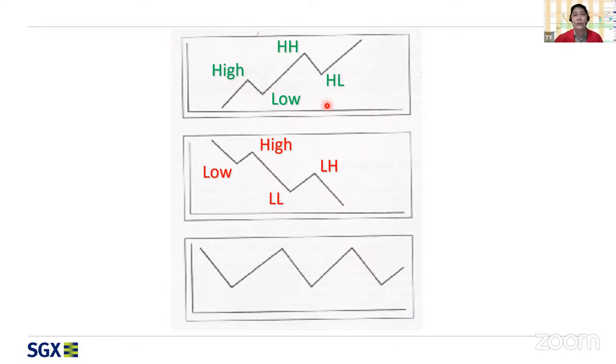So the market can either do higher high, higher low to suggest the trend is up, or lower high, lower low to suggest the trend is down, or the market can be doing around similar high and similar low to form a sideway market. So do take note, all right? There are three kinds of trend movement: uptrend movement, downtrend movement, or sideway trending movement.